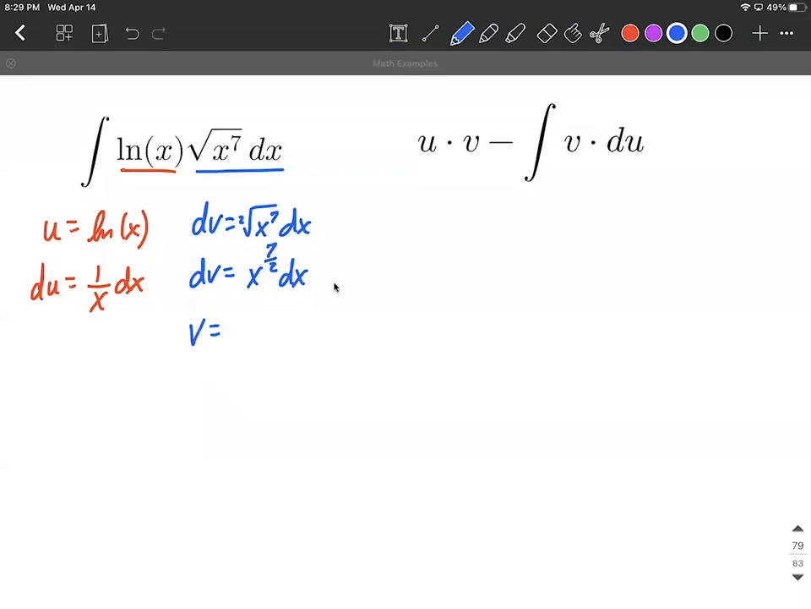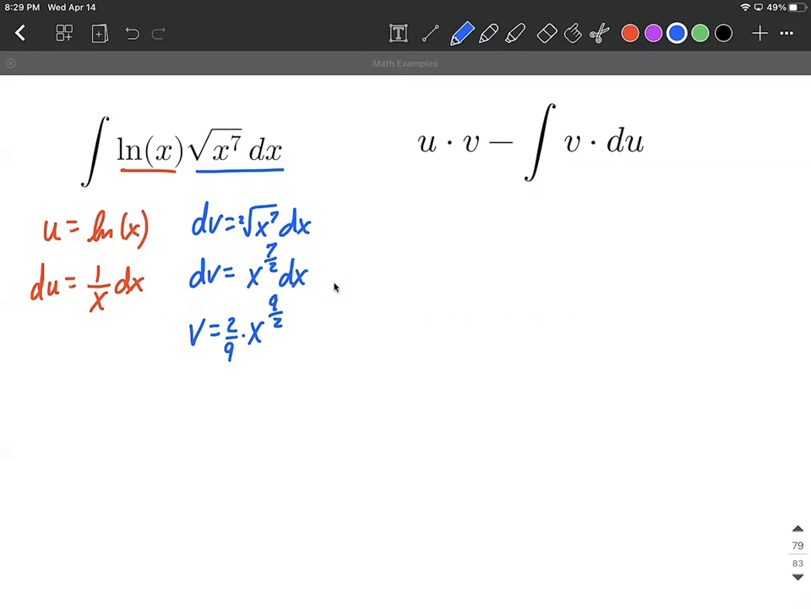So we're going to get v on the left-hand side. And for the antiderivative here, we're going to increase the exponent by 1. So 7/2 plus 1, that's like 7/2 plus 2/2, which is 9/2. And then we have to either divide by that new exponent, or when you have fractional exponents like this, you can use its reciprocal out in front. So flip it upside down.